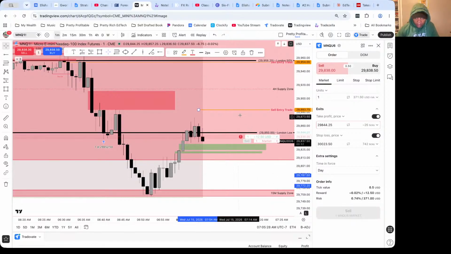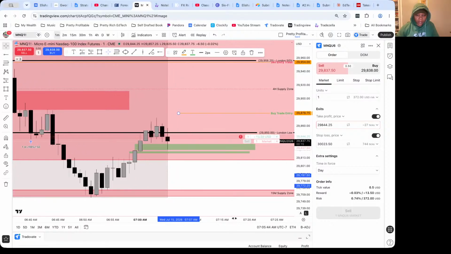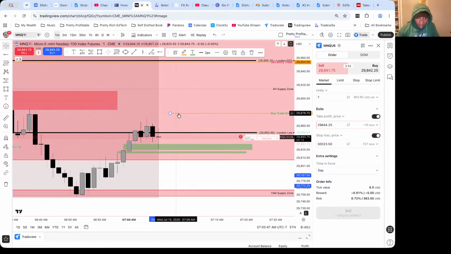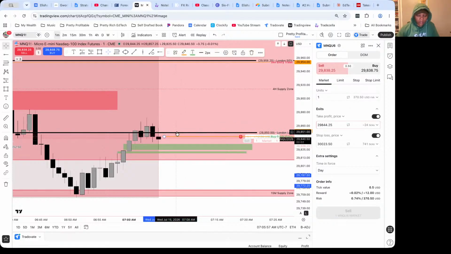Alright, so let's see. Let's see if we might have a potential buy here. Let's see what happens. Is this new fair value gap respected right here? Okay. So we're still seeing this candle play out.